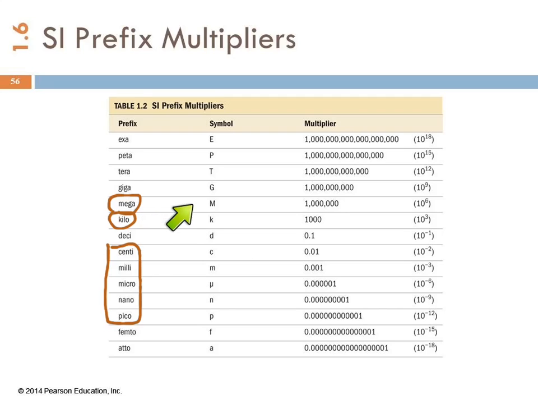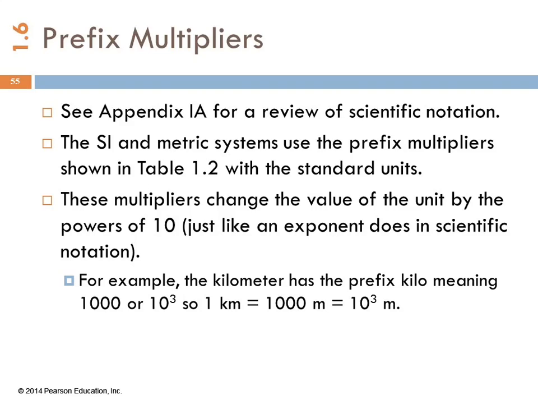So mega is a capital M, kilo is a lowercase k. Whenever we see this in front of a unit, it means that we're multiplying that unit by this factor, 10 to the third. Most of them are 10 to the multiple of 3. So we've got 3, 6, 9, 12, 15, 18. These two guys in the middle are weird. This is minus 1 and minus 2, and then the rest are minus 3, minus 6, 9, 12, 15, 18. But the multiplier is used to change the value of the unit.